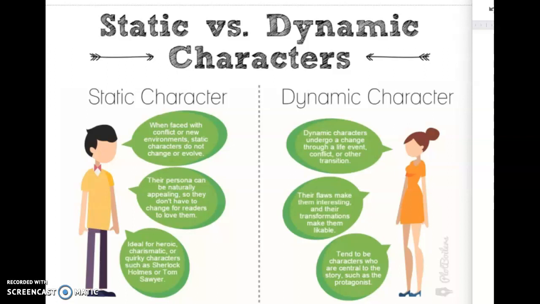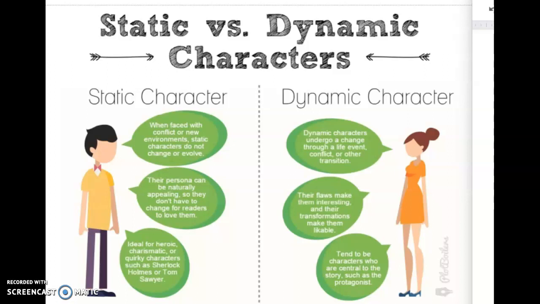This infographic shows us the difference between static and dynamic characters. Study the infographic. Now pause the video and see if you can summarize the main difference in a sentence on your own. If you said that dynamic characters change and static characters don't change, then you've got the right idea.